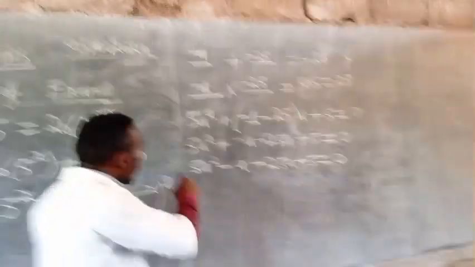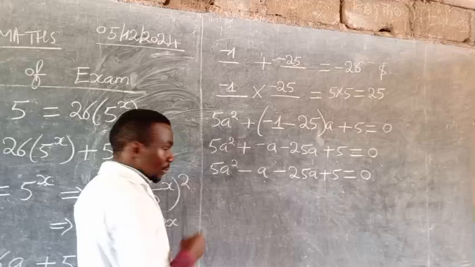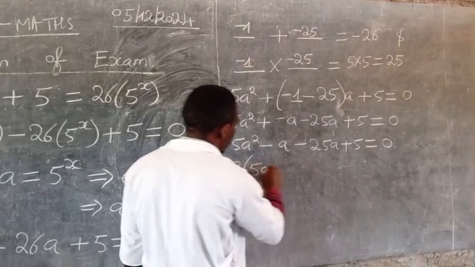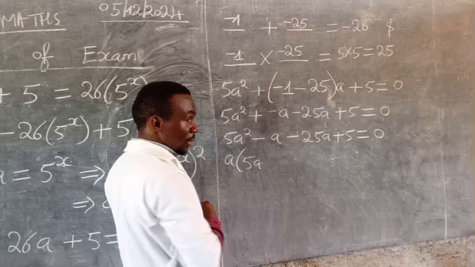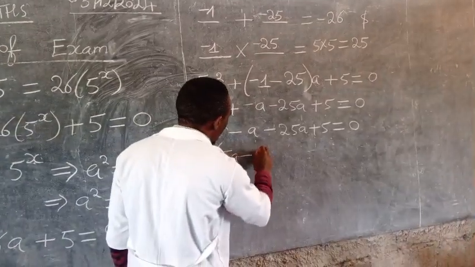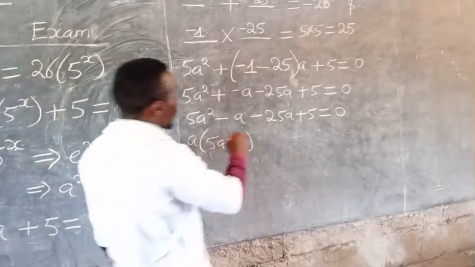What is common? This is the first pair. What is common in the first pair? a. We factor out a. a times 5a will give us 5a squared. Minus, right? 1. The next, a times negative 1 will give us negative a. Now we go to the next pair.